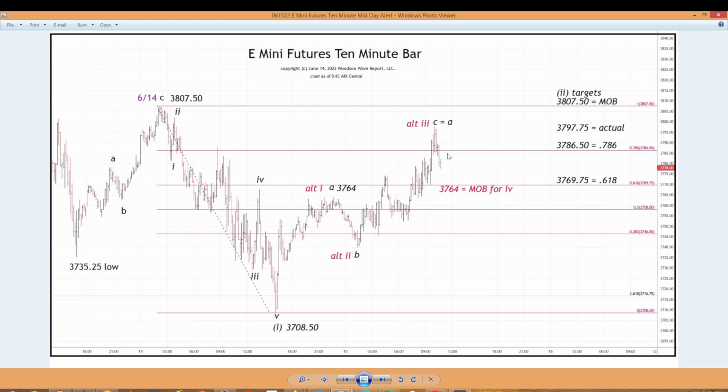3764 is key. If this thing goes to a new high above 3797.75, then it becomes 5 waves. Once it does, after 5 waves up, you get a 3-wave correction. So even if this goes up very near term or short term, we'll look for a 3-wave correction. We cannot calculate until or unless it goes above there, which it hasn't yet.